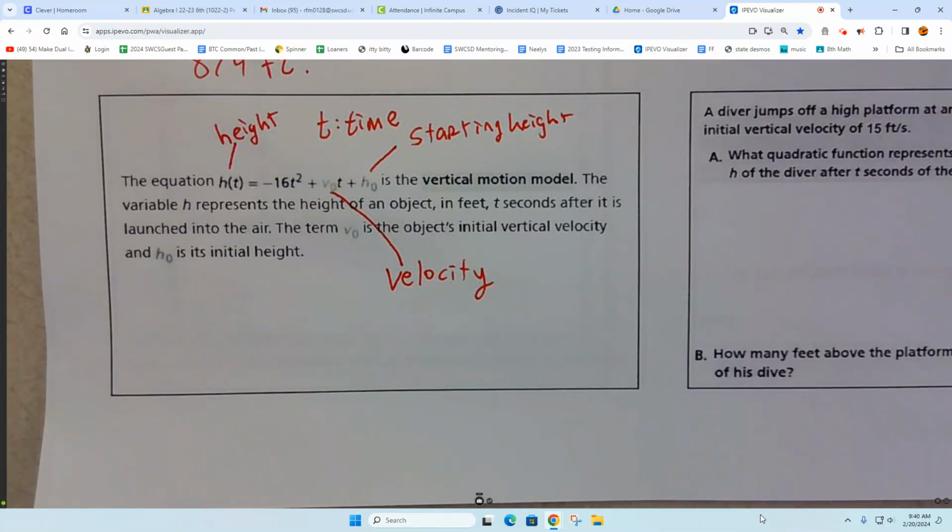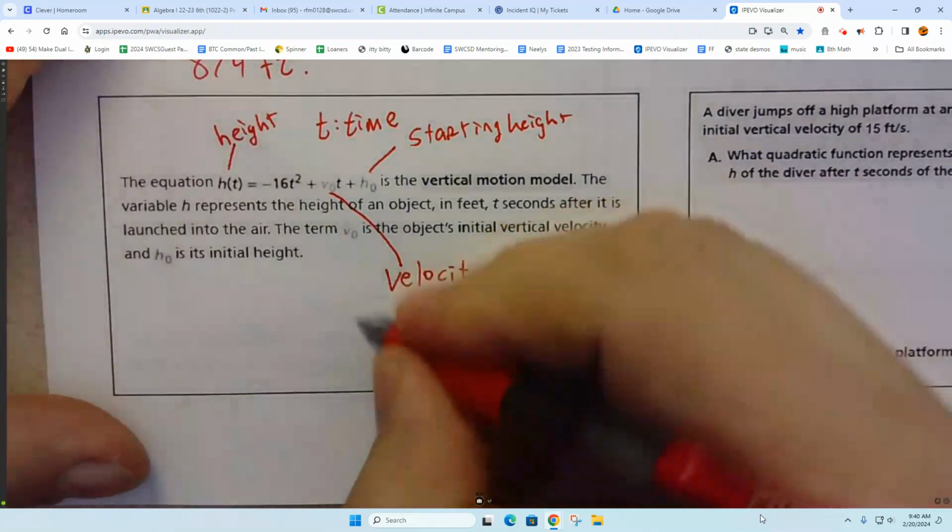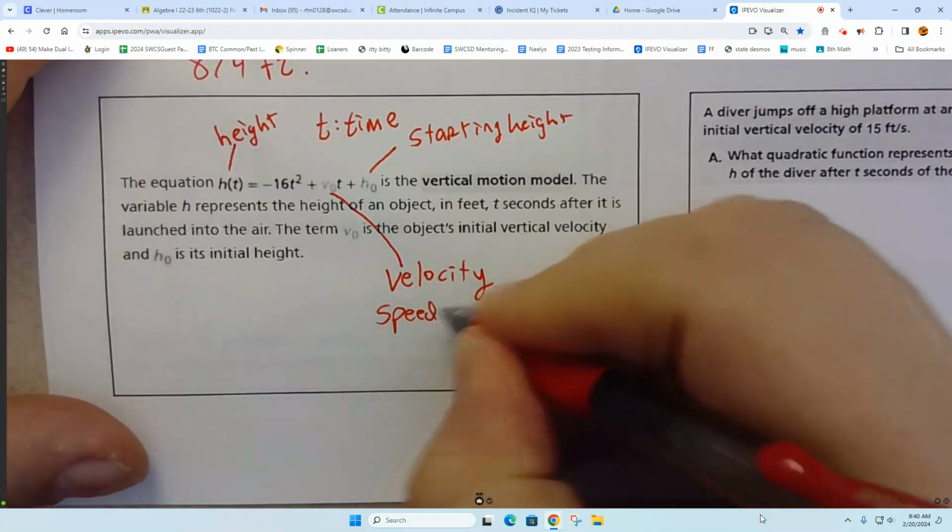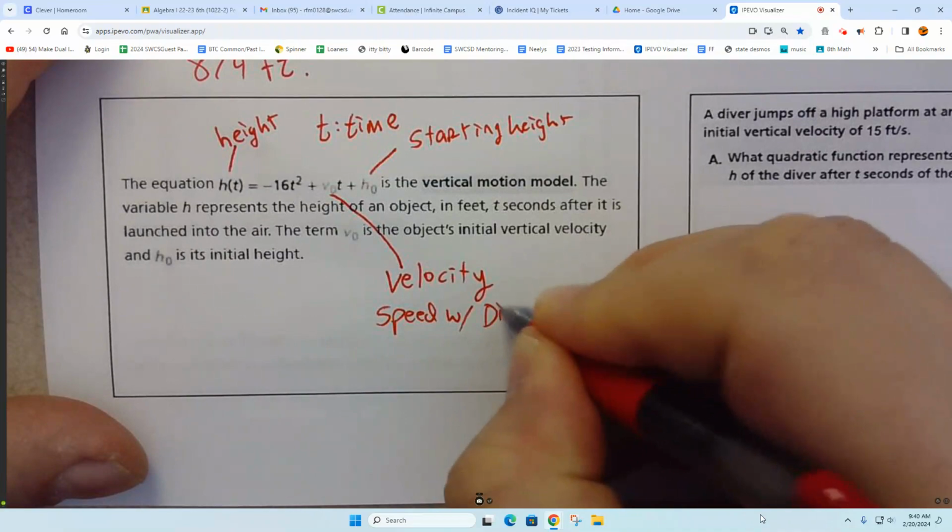My velocity coming here was, I don't know, 30 miles per hour. My velocity going home is negative 30 miles per hour. Distance and direction. It's speed with direction. Okay? Velocity means speed with direction.